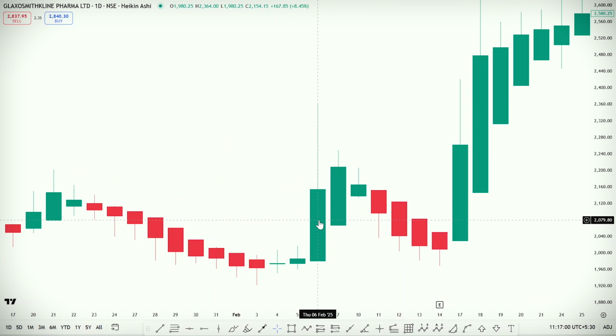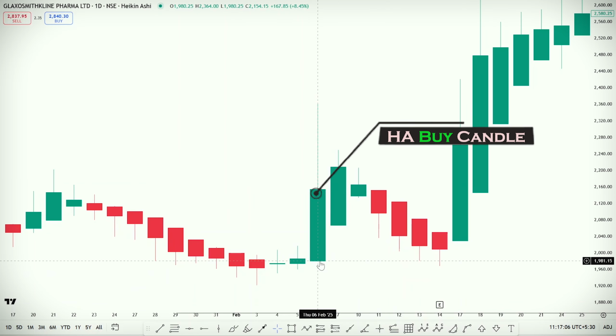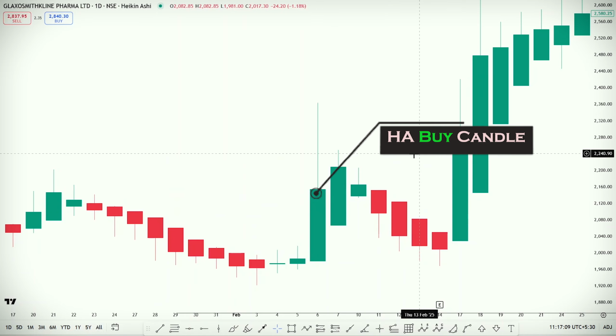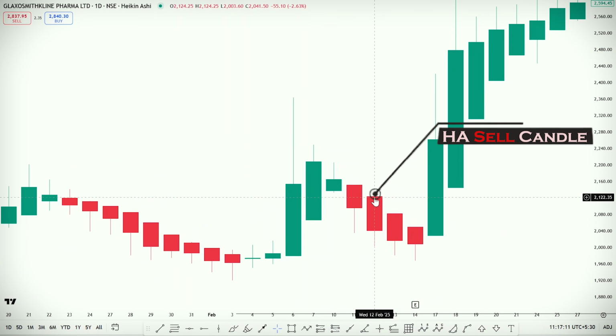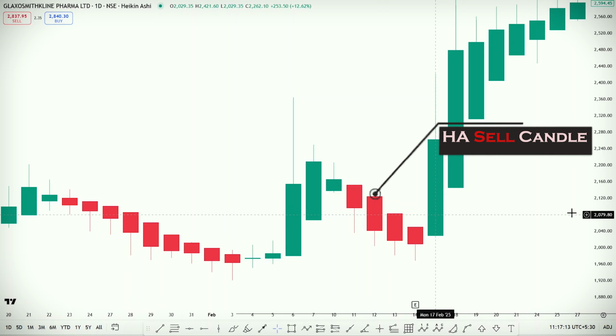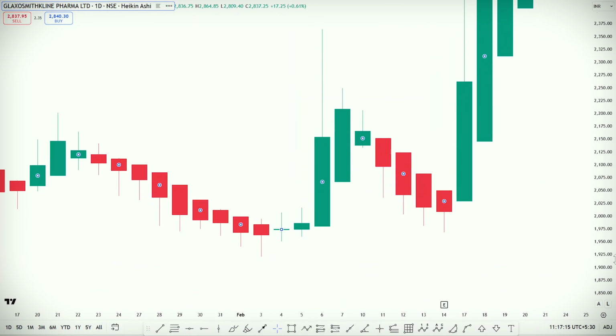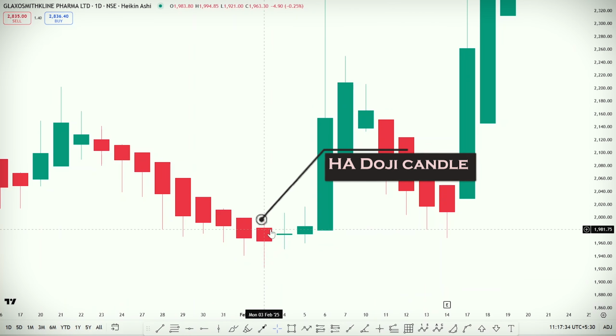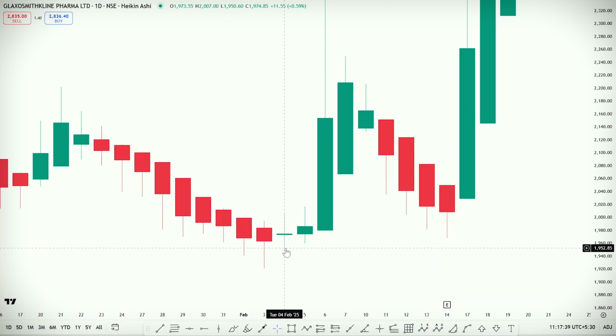Understanding Heikin Ashi is very easy. Heikin Ashi comes with only 3 candlestick patterns. One is the Heikin Ashi buying candle: open is equal to low, along with a green body. Number 2 is the Heikin Ashi selling candle: open is equal to high, with a red body. And number 3 is the Heikin Ashi Doji. Heikin Ashi Doji means wick formation will be there on both sides, upper shadow and lower shadow. That we call a Heikin Ashi Doji.